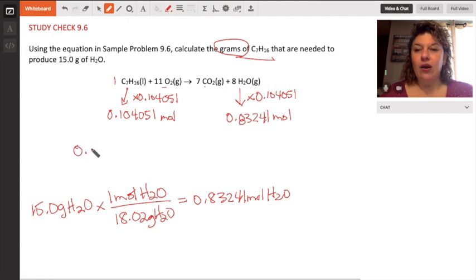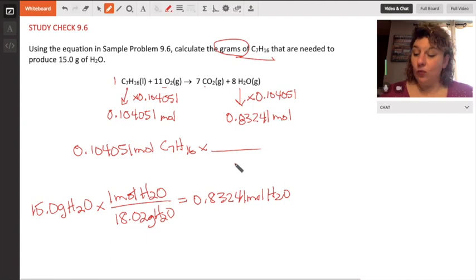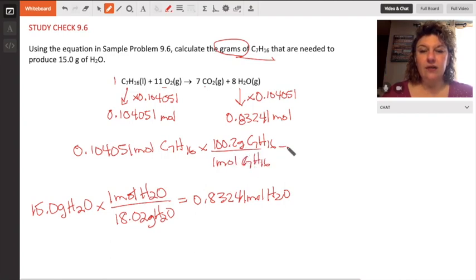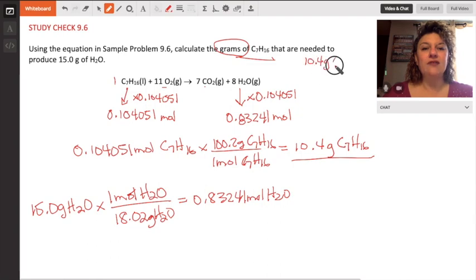So we're going to do the same way, 0.104051 moles of our C7H16. And in the previous problem, we calculated that molar mass to be 100.2. So 100.2 grams of C7H16 goes up here, and 1 mole of C7H16 goes here. And when we multiply that out, we get 10.4 grams of heptane. Let's write that up here, 10.4 grams of C7H16, just so we remember what we got the first way.